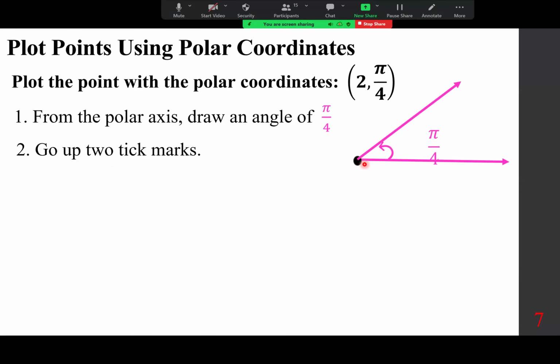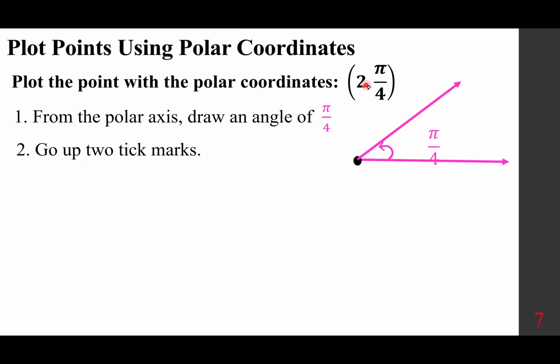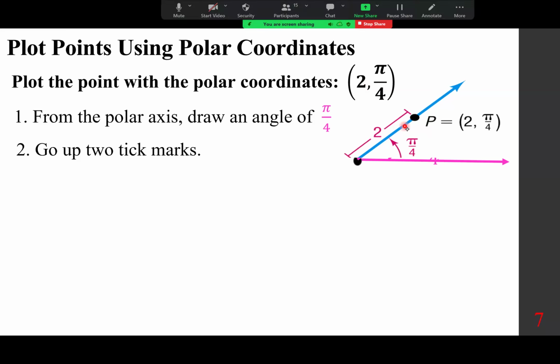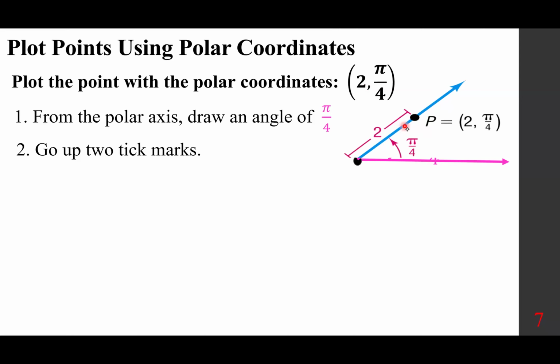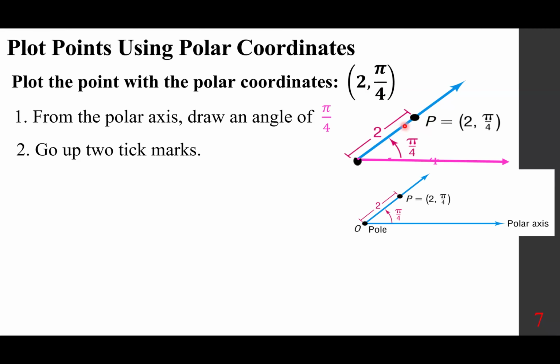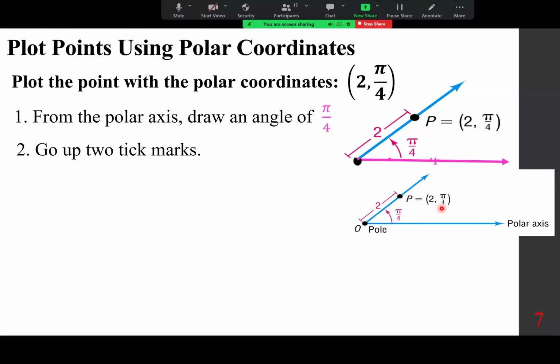Here's the angle pi over 4. And 1, 2, 3, 4, 5 indefinitely, and we need 2 of them. 1, 2. So 2 tick marks. Pretty straightforward. Here's your pole, here's your polar axis. 2 comma pi over 4, 1, 2 tick marks. So this distance must be 2.